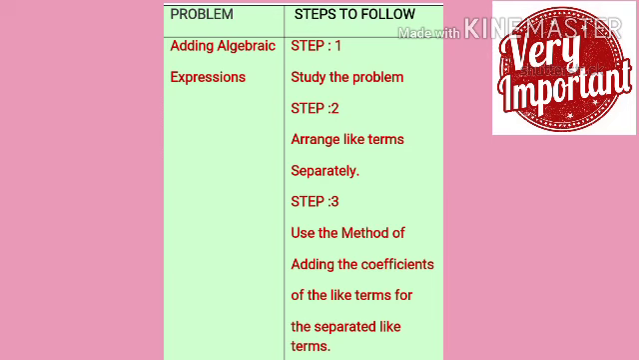Problem: adding algebraic expressions. Steps to follow are: Step 1. Study the problem. Step 2. Arrange like terms separately. Step 3. Use the method of adding the coefficients of the like terms for the separated like terms.